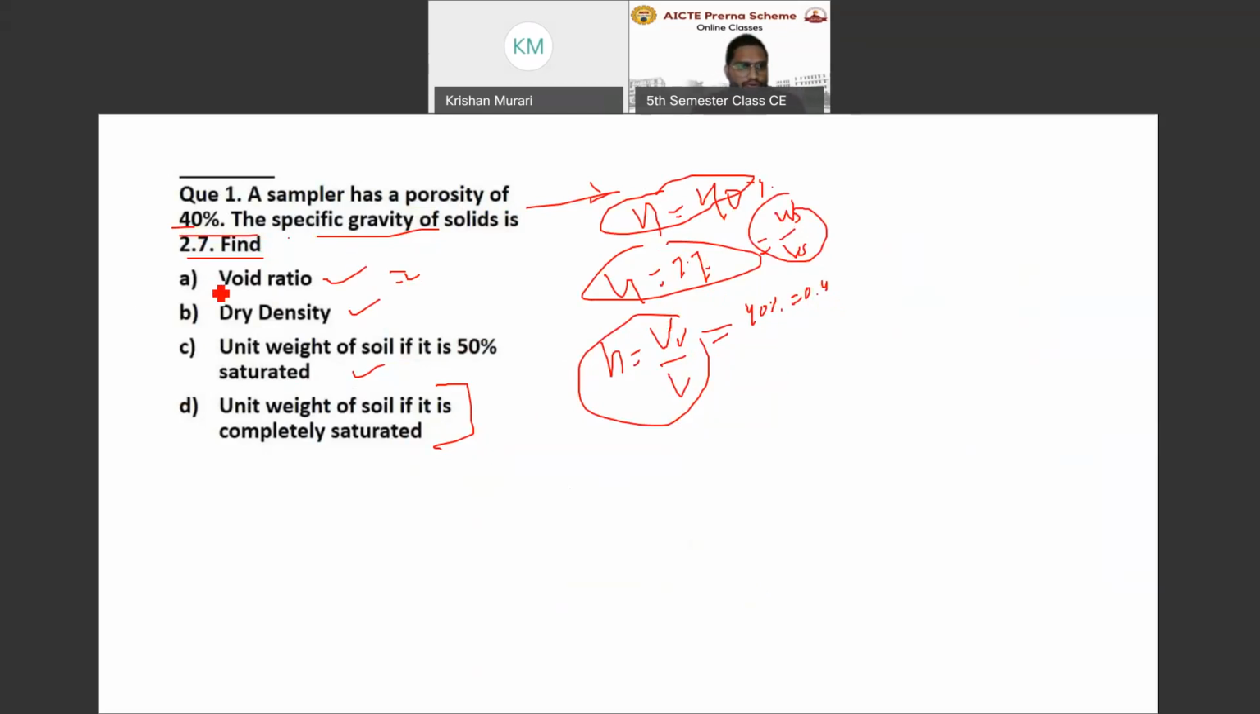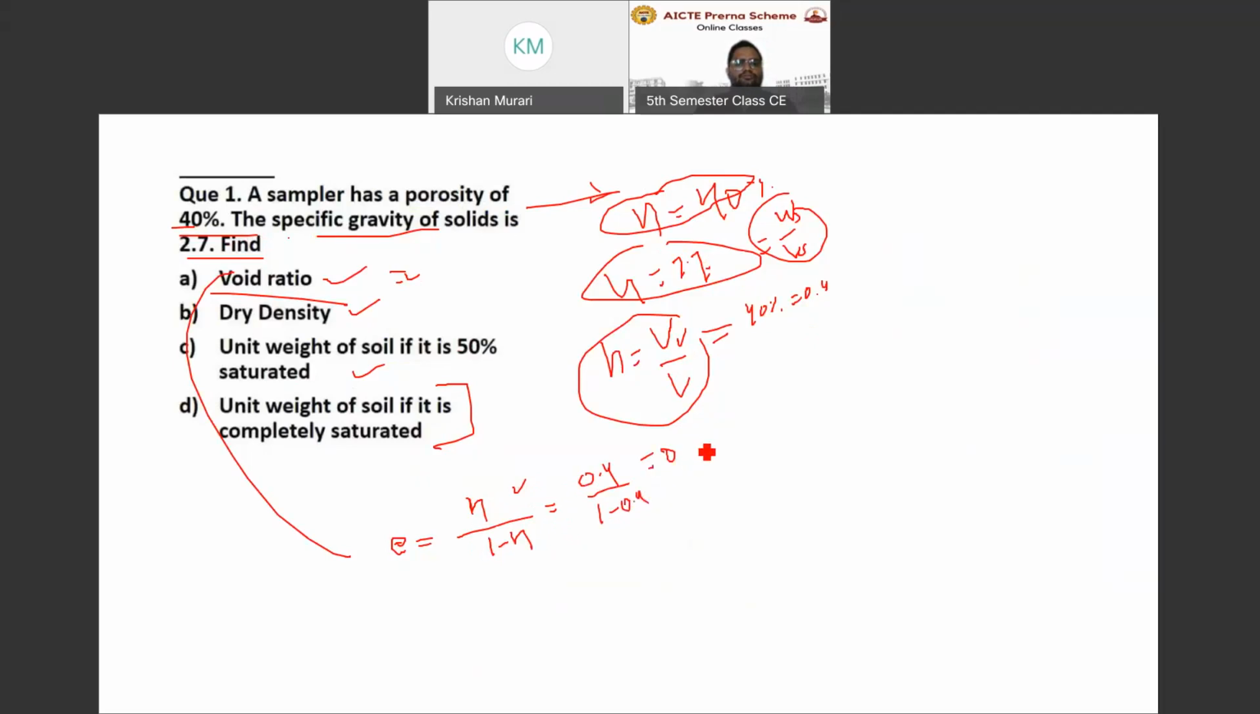Now, what is the question asked to you? First is void ratio. What is e? We also know that a formula is there in the previous slide. So that e is porosity upon 1 minus n. That simple formula is also given to you. Then porosity is 40%, that means 0.4. So 0.4 upon 1 minus 0.4. So you can easily find the value of void ratio.